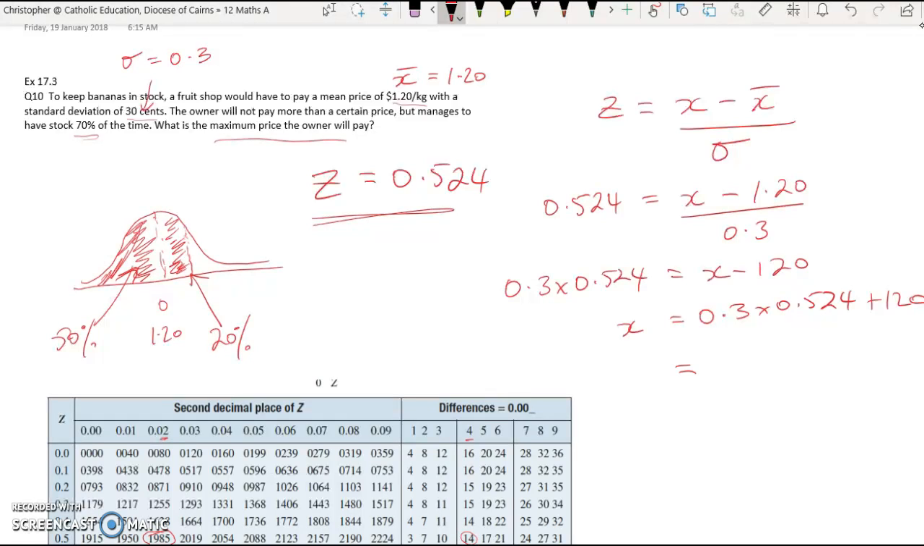Okay, when we get out our calculator, you're going to get 1.3572, and let's round it to the nearest cent, which is $1.36.